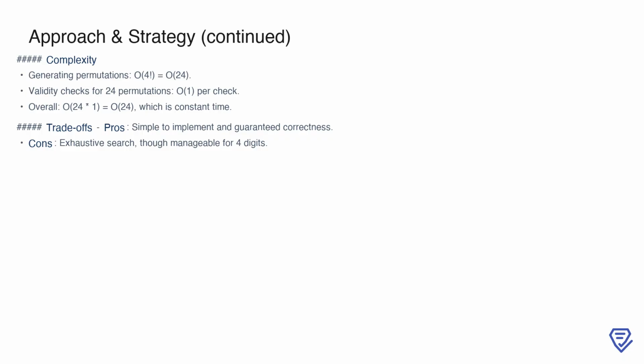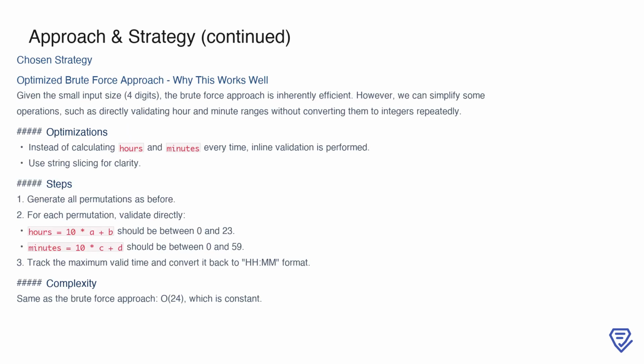However, the trade-off is that it relies on an exhaustive search, which, while manageable for this problem, could become impractical with larger inputs. The optimized brute force approach builds on the simplicity of the brute force method while introducing improvements to streamline certain operations. This strategy works well because the input size is small, and we can efficiently validate times without repeatedly converting digits to integers.